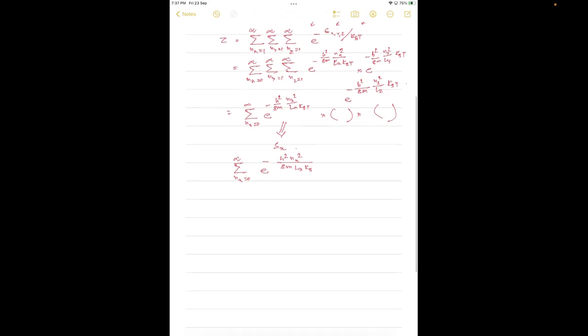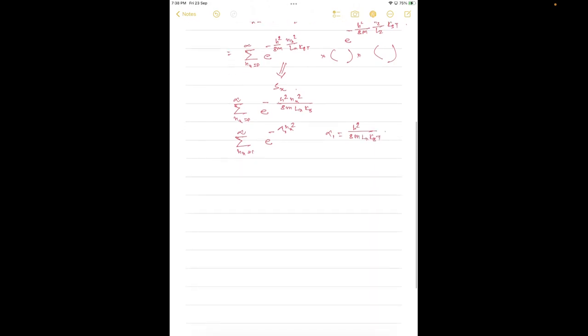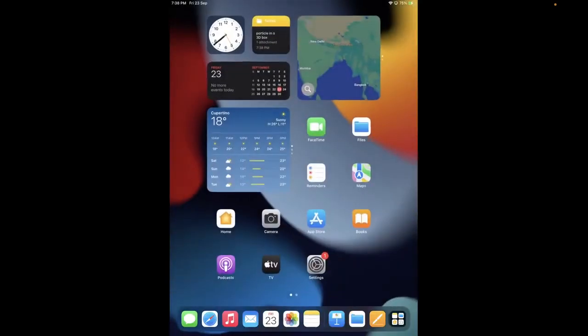So let's just write nx equal to 1 to infinity e to the power minus, let's call it alpha 1. So alpha 1 is h square by 8m Lx kBT. Now we can convert this sum to integration, 0 to infinity e to the power minus alpha 1 nx square d nx, when alpha 1 is very much less than 1. So in this condition we can convert this sum to this integration.